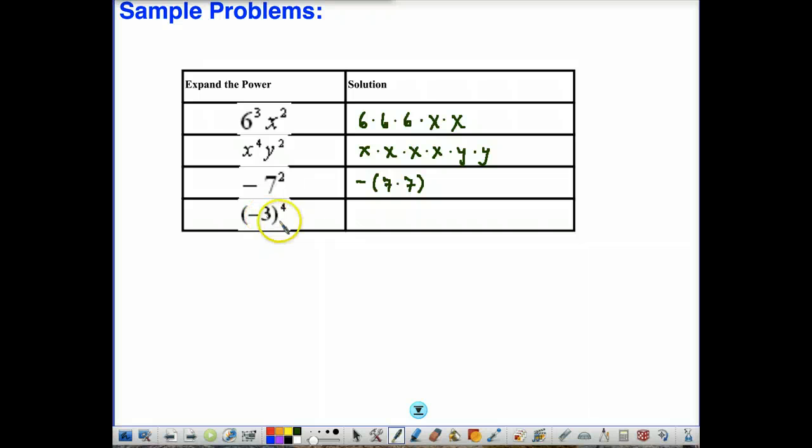Okay, and that's going to be different than this bottom one because the negative is in the parentheses. So in this case, we would actually write it as negative 3 times negative 3 times negative 3, 4 times. Okay, so each time on that problem, you would be multiplying the negative 3 times the negative 3, not 3 times 3 times 3 times 3.